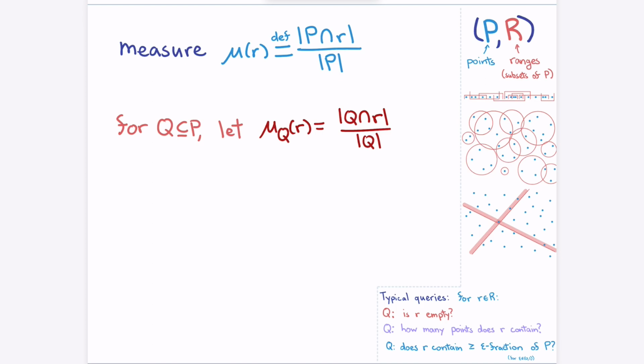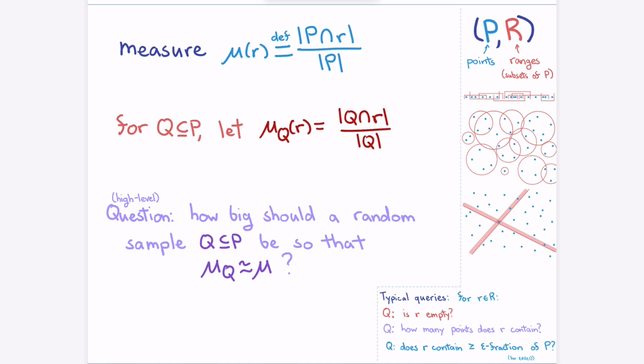Sorry, I feel like instead of doing something fun, we're just doing terminology. So the basic question is, you have a point set and you have all these shapes, and your high level goal is to preserve the measure of all the shapes. The question is, how big does my random sample need to be to ensure that these are roughly equal? There are different ways to quantify this that are coming up.